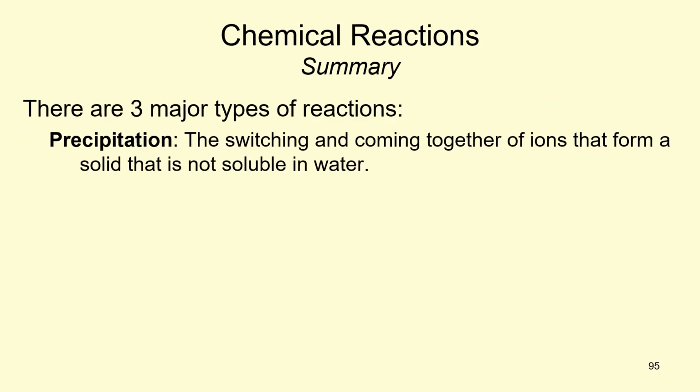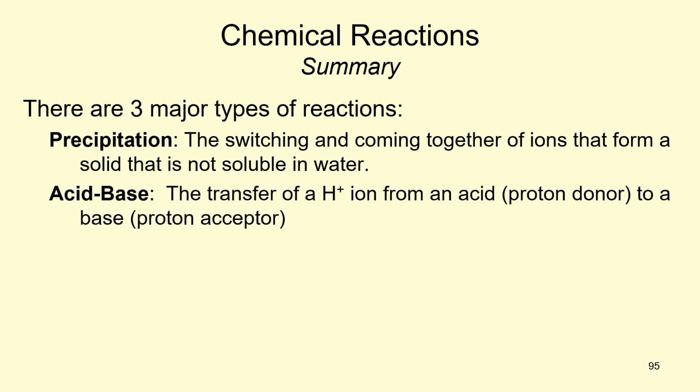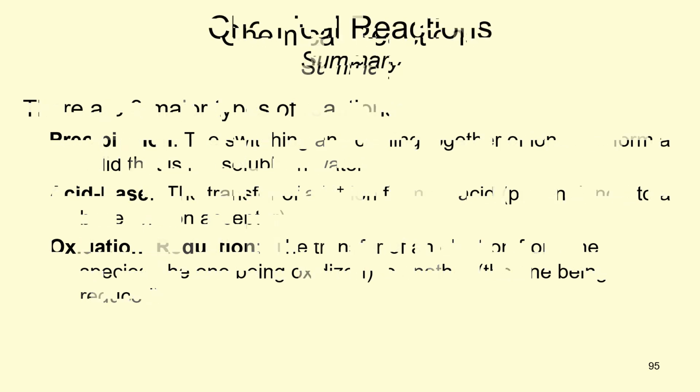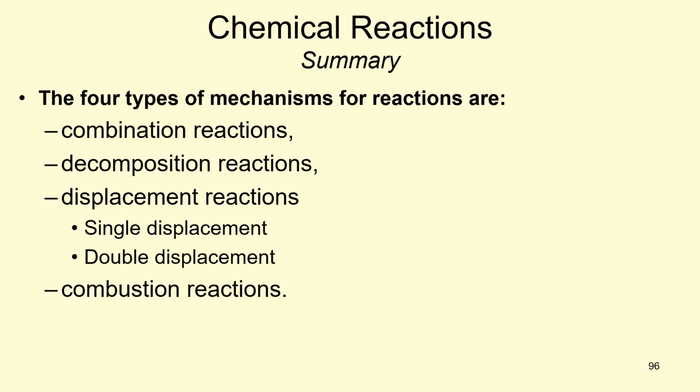So the 3 major types of reaction: precipitation, switching and coming together of ions to form a solid that is not soluble in water. Then there's the acid-base reaction, where there's a transfer of an H+ ion from an acid to a base. And then there's an oxidation reduction reaction, which is the transfer of an electron from one species, the one being oxidized, to another one, the one being reduced. So those are our three major types of reactions. And then we have our four types of mechanisms: combination, decomposition, displacement, single or double, and then combustion.